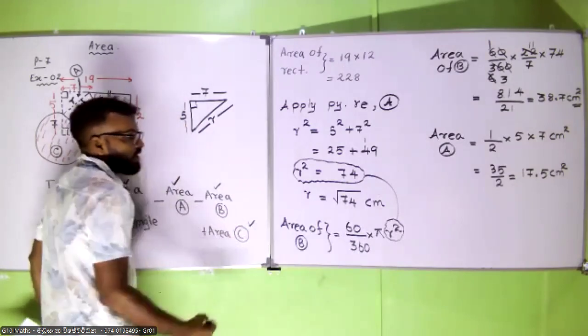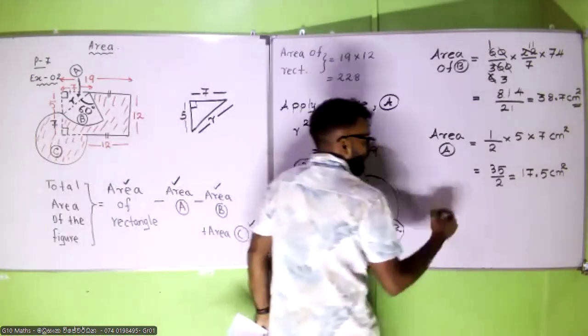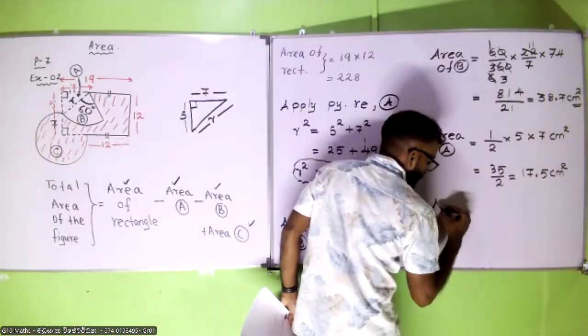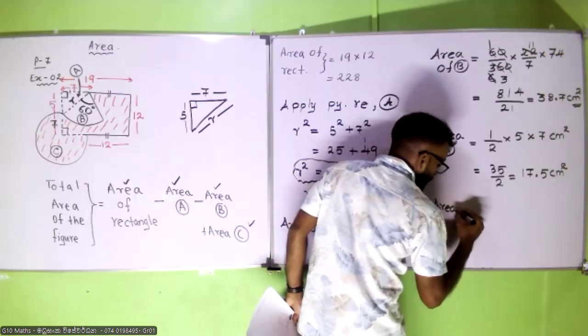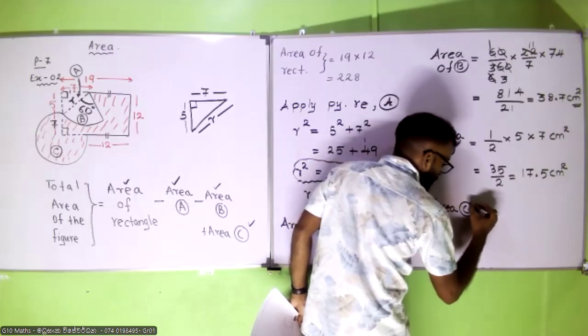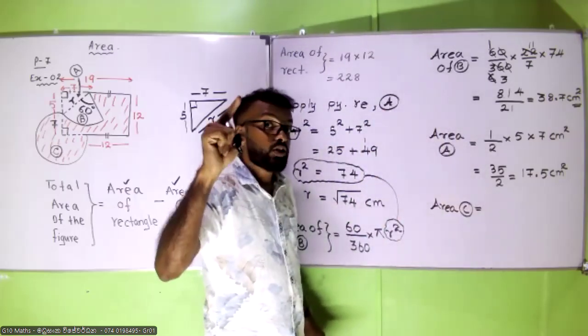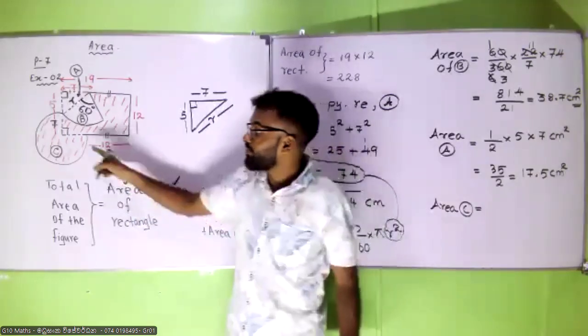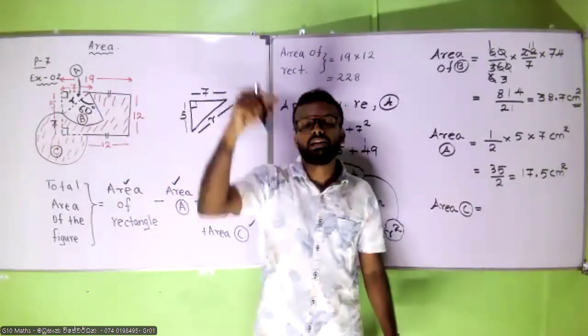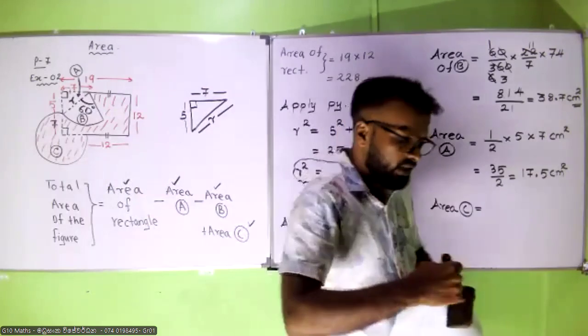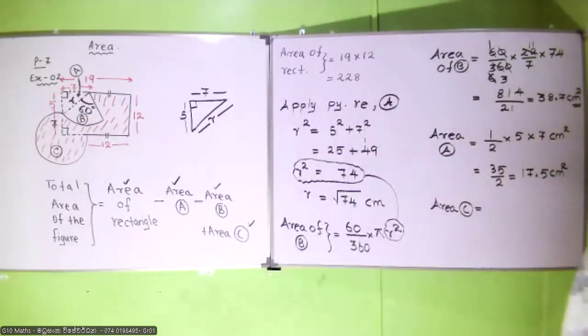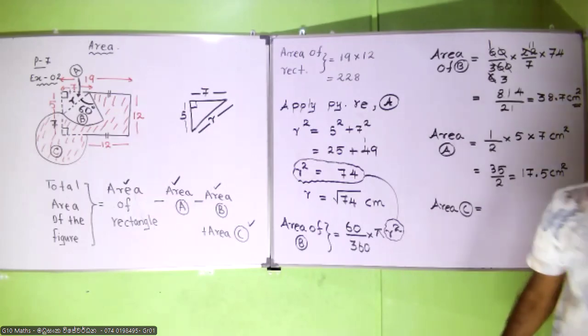Area of C. How to find it? You know how to find. Area of C is again the sector of a circle, but first you can decide the angle at the center. Can anyone tell me what's the angle at the center of the part C? Last week also I asked the same question. 270.